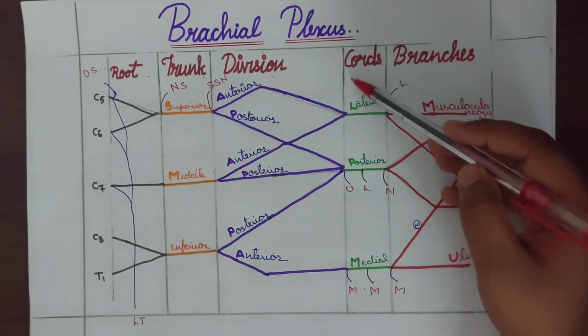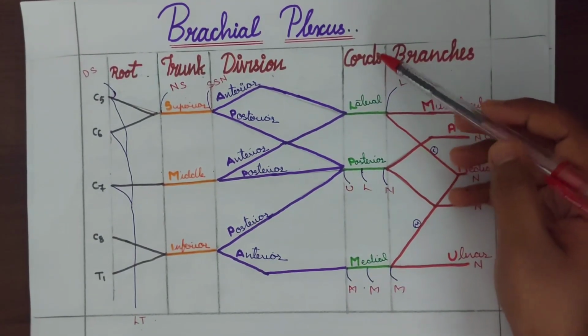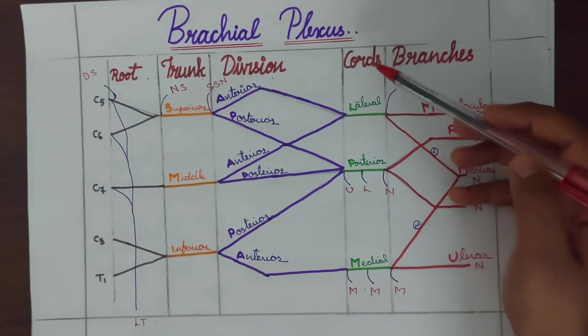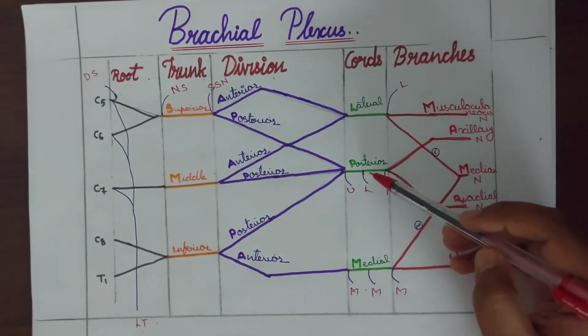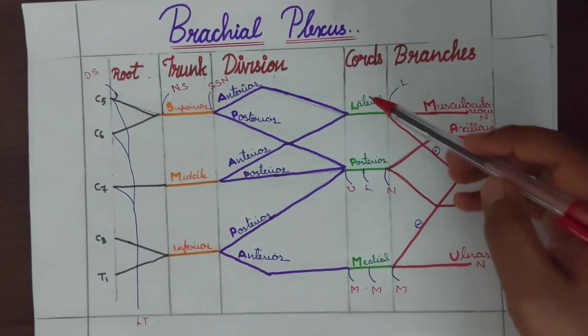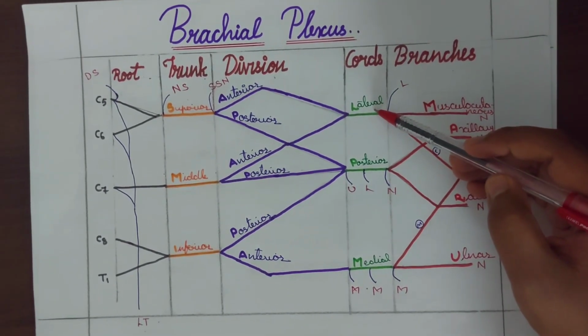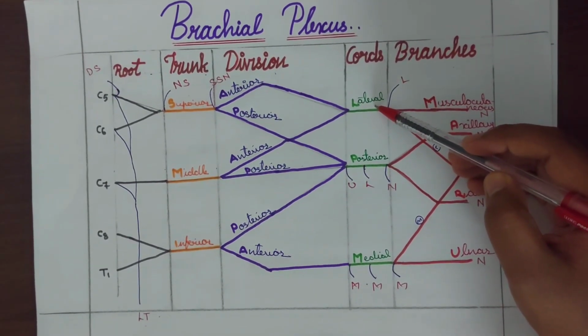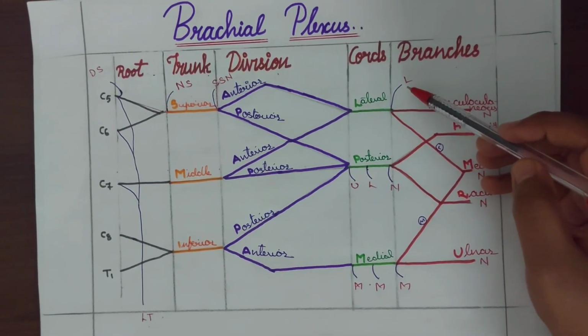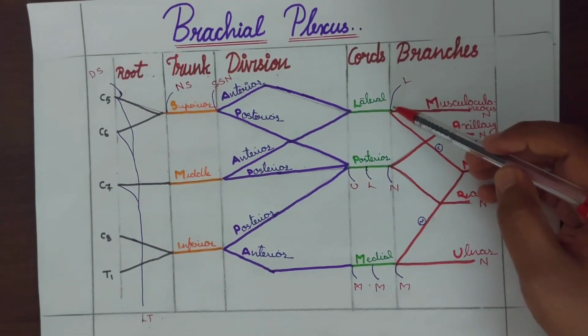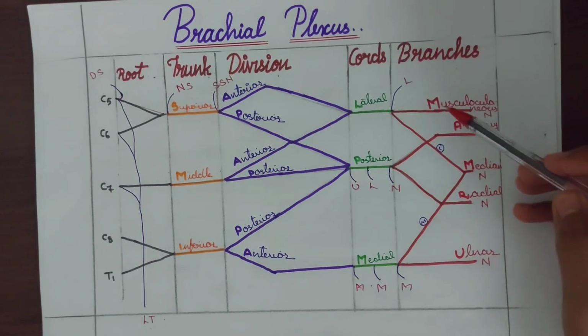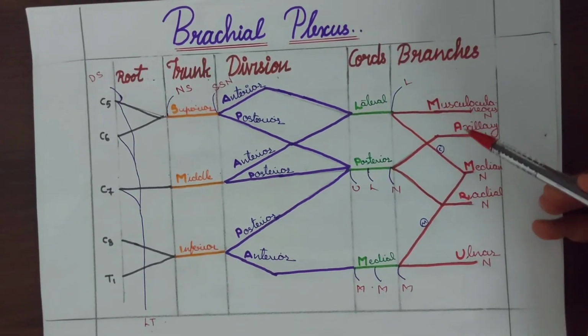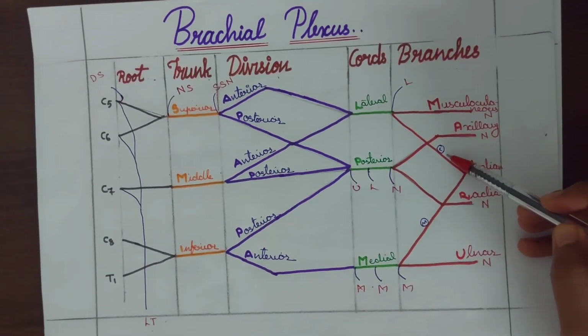The branches which arise from the cord. So, first the cord is divided into the lateral cord, posterior cord and medial cord. The branches which arise from the lateral cord, you can use a mnemonic of LML, that is the lateral pectoral nerve, the musculocutaneous nerve and the lateral root of median nerve.